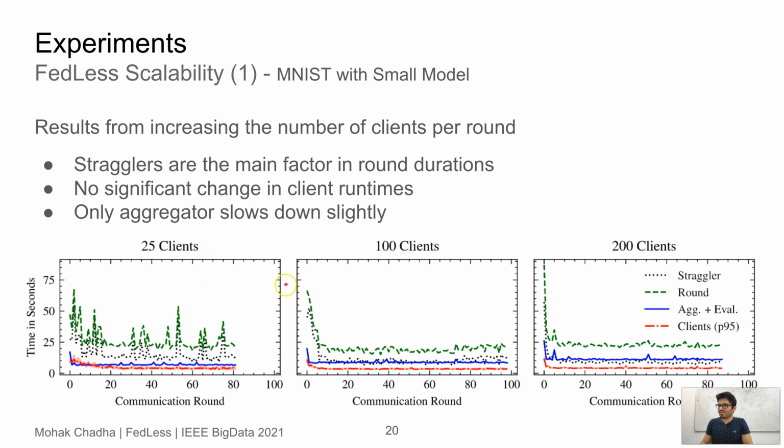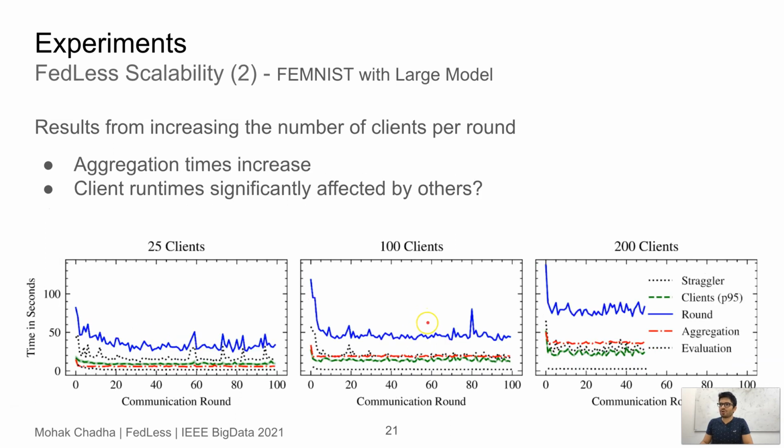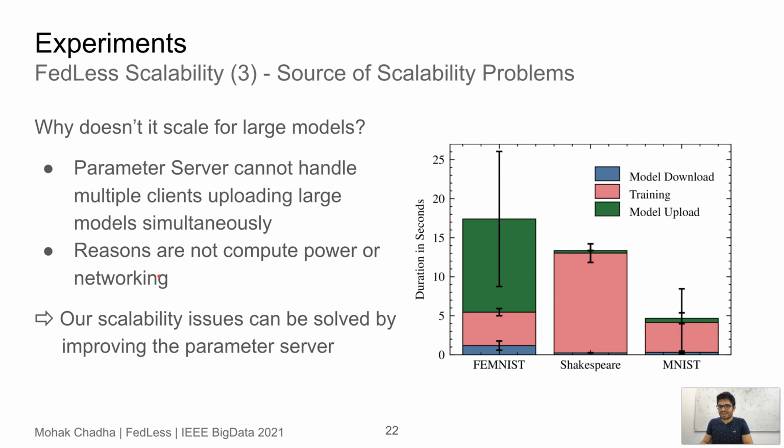So on increasing the number of clients with the MNIST model, we see that stragglers are the main factor which contribute to the round duration, and there is no significant effect on the client runtime, but only the aggregator function slows down slightly. So this essentially means that FedLess scales easily for small models. On the other hand, if you look at FMNIST, here we see that on increasing the number of clients, the aggregation time significantly increases. On investigating this issue, we found that it is not really related to networking or compute power, but to the ability of the parameter server to handle multiple clients uploading large models simultaneously. And we are currently replacing our parameter server so that our system is more scalable for larger models.